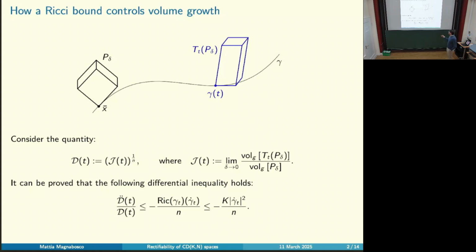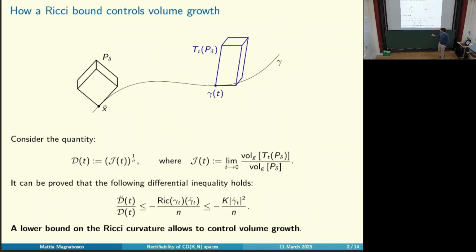And in particular, if we have a lower curvature bound K, we have also this inequality, and therefore the volume distortion would be always controlled for every geodesic flow by a quantity that's depending only on the lower Ricci curvature bound. So the takeaway of this slide is that the lower bound on the Ricci curvature allows to control volume growth. And this was the basic observation behind the CD condition.